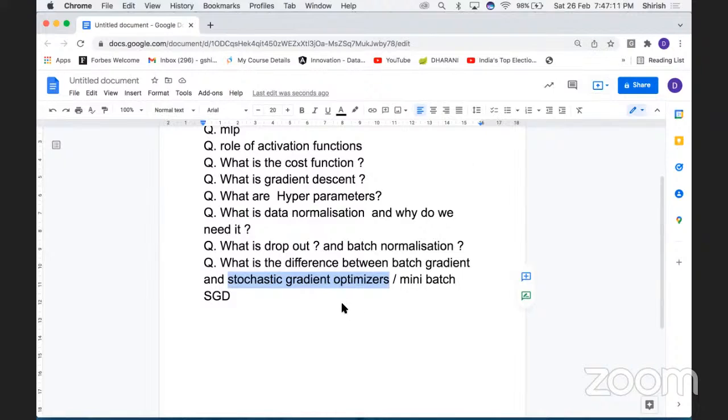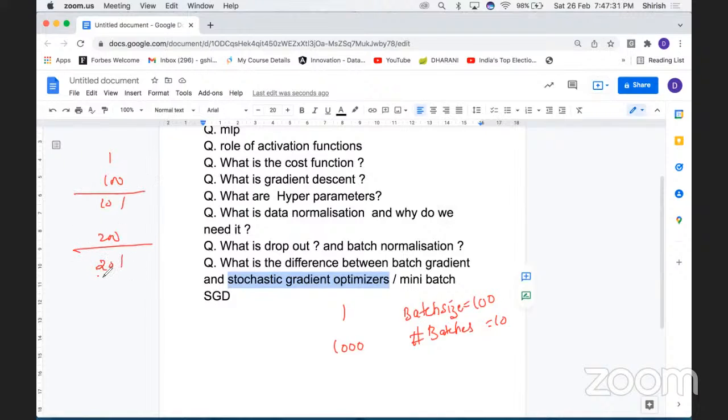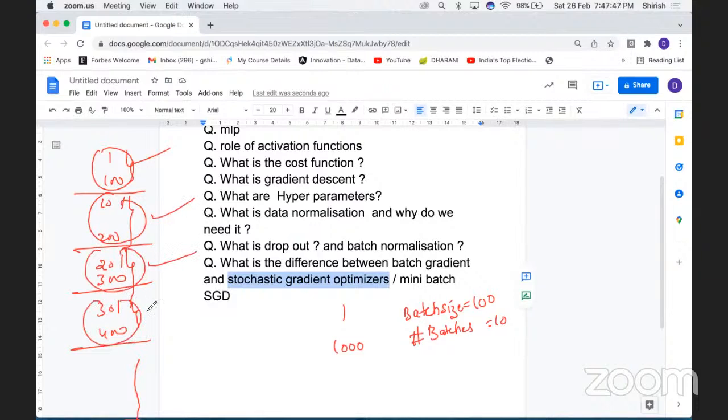So if 1000 data points are there, it will divide them into batches. You can give a batch size of 100, or a number of batches equal to 10. So 1 to 100, 101 to 200, 201 to 300, 301 to 400, like that batch 1, batch 2, batch 3, batch 4, and 10 batches will come. For every batch, you update the weights.